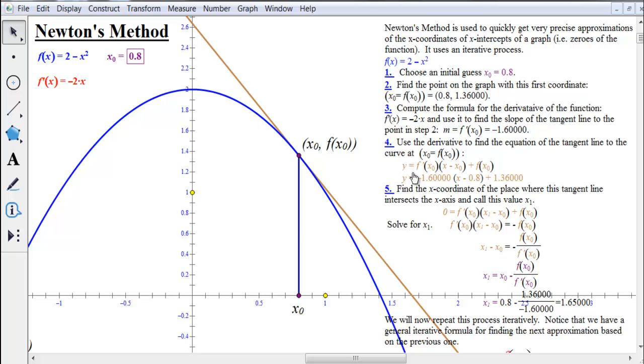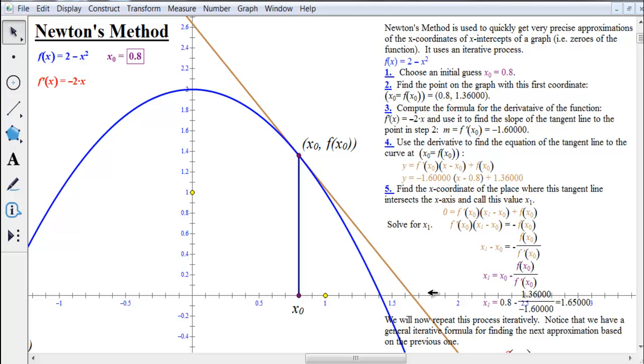Well, for a tangent line, of course, y equals the slope, which is f prime at x sub 0, times parentheses x minus the x-coordinate of the point of tangency that's on both the tangent line and the curve, which is x sub 0. And the y-coordinate of that point is f of x sub 0. In our specific example, it's y equals negative 1.6 times parentheses x minus 0.8, close parentheses, plus 1.36. Now we graph that, and we have the tangent line.